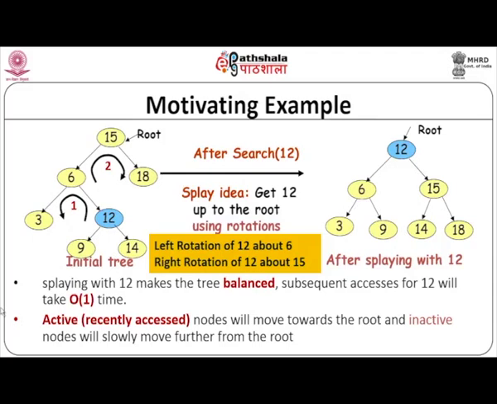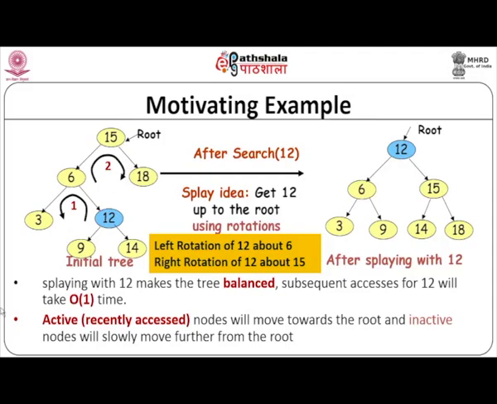After we have searched for 12, we are doing 2 operations, and that operation is generally called splay, because our idea here is to move 12 to the root. So, whatever rotations you need to move 12 to the root, you can do. Here what did we do? We did first a left rotation of 12 about 6, then a right rotation of 12 about 15, such that 12 became the root. So, we had splayed with 12, so that 12 became the root.